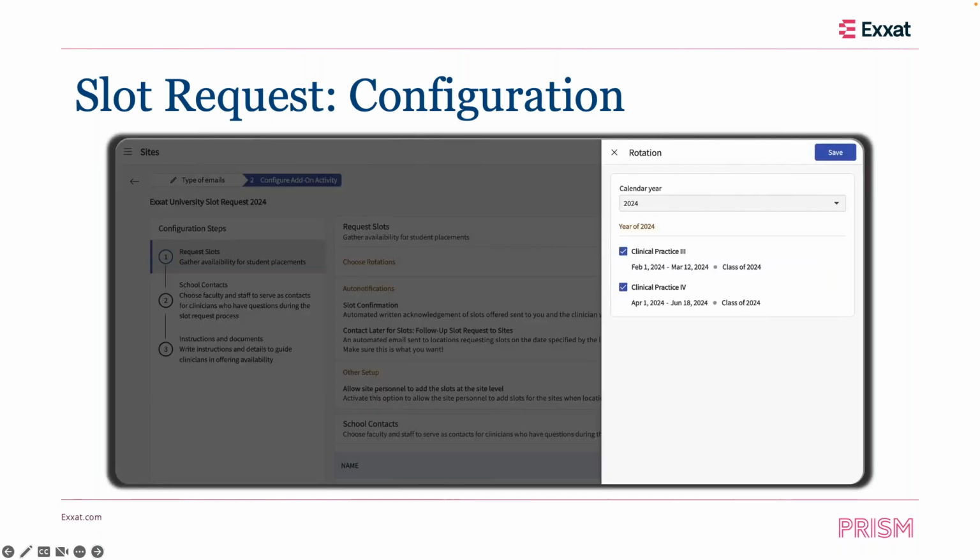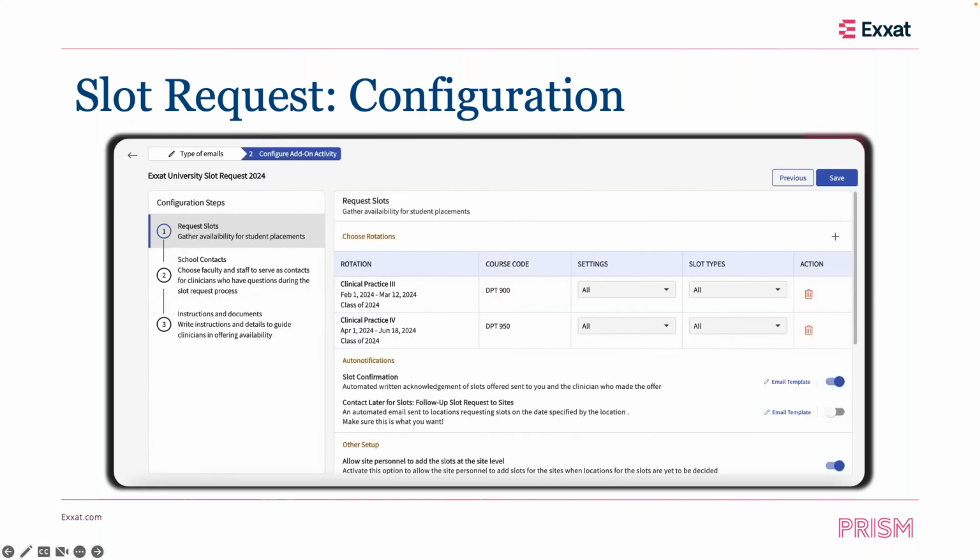Once you click on that plus icon, a drawer is going to open and it'll show you the different rotations available. Of course you can see here I've filtered for a particular calendar year, which you can do because this list might get long as you start to use the system. But it will display everything by year. And you can of course filter, select the rotations you'd like to include, and then save your changes.